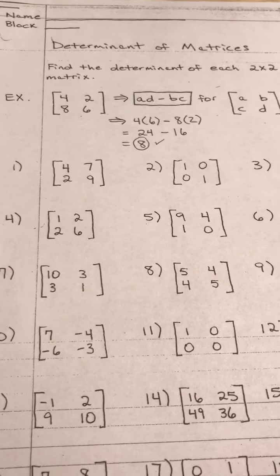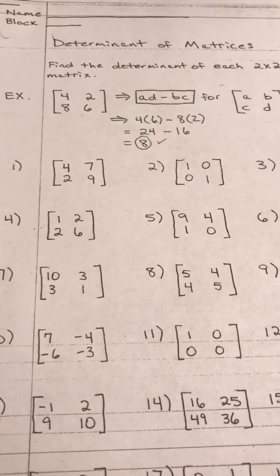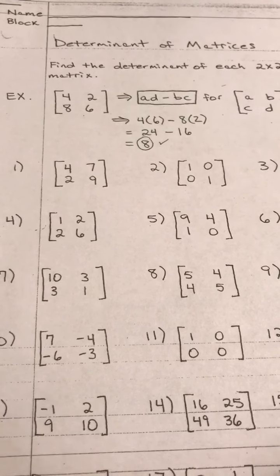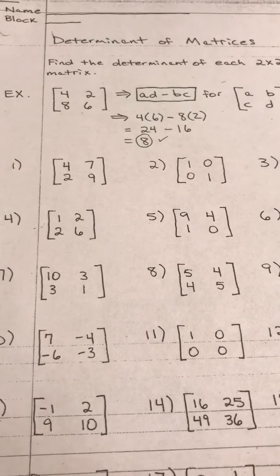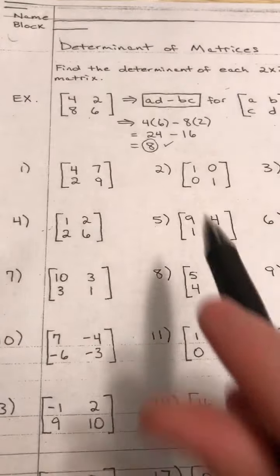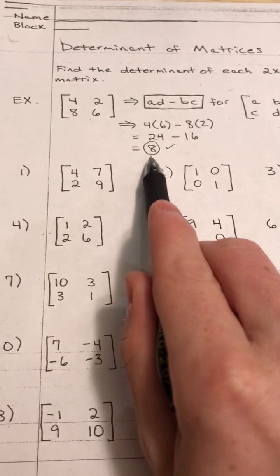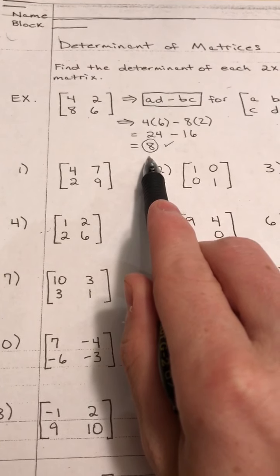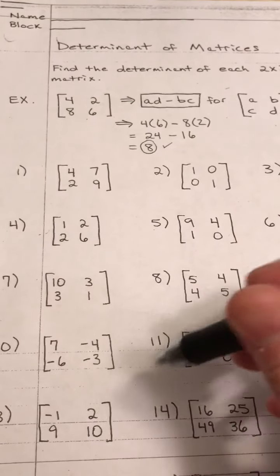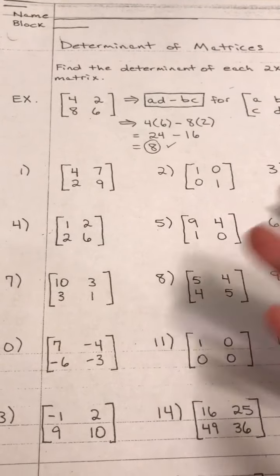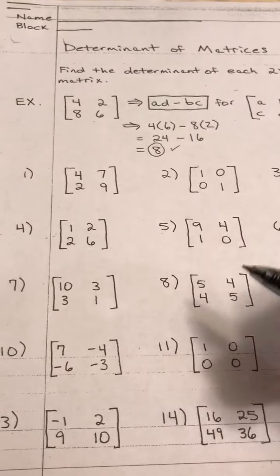Today we're doing determinants of matrices, and what we want to do is find the determinant of each matrix that I give you. So the determinant is always going to be a number. You'll always get a number for your answer. And what you're trying to do is write diagonals on the matrix. So let me show you how to do that.